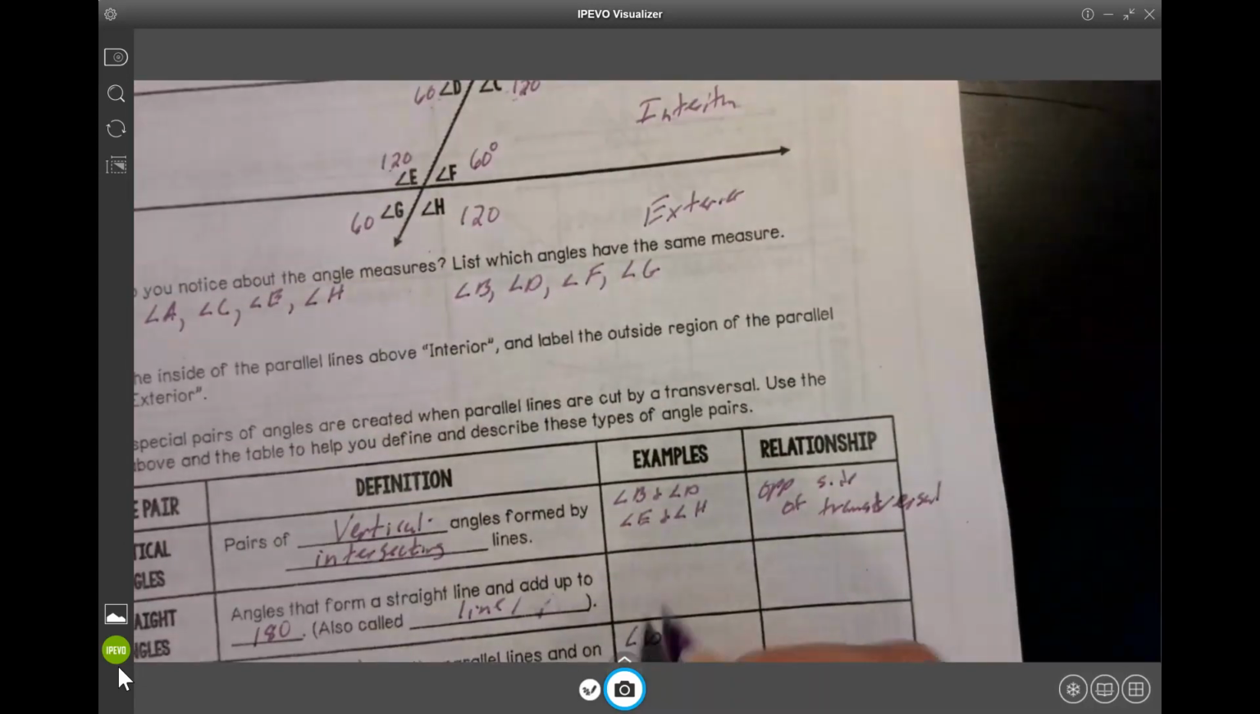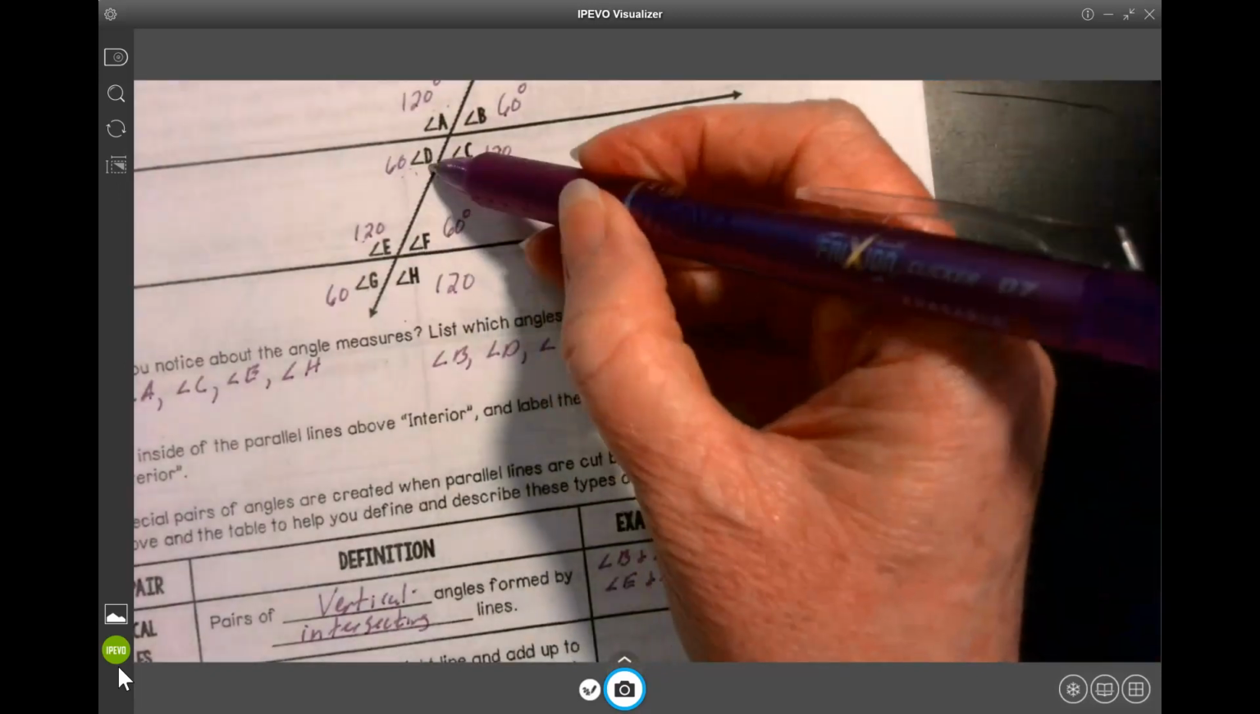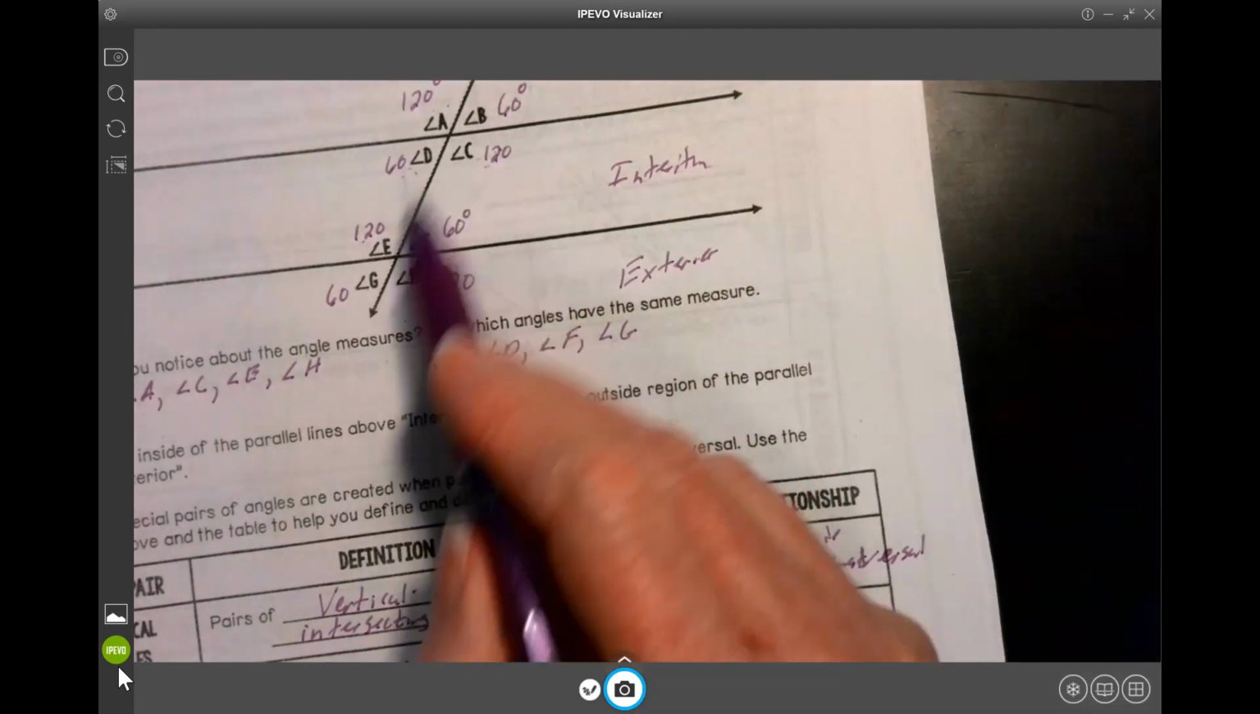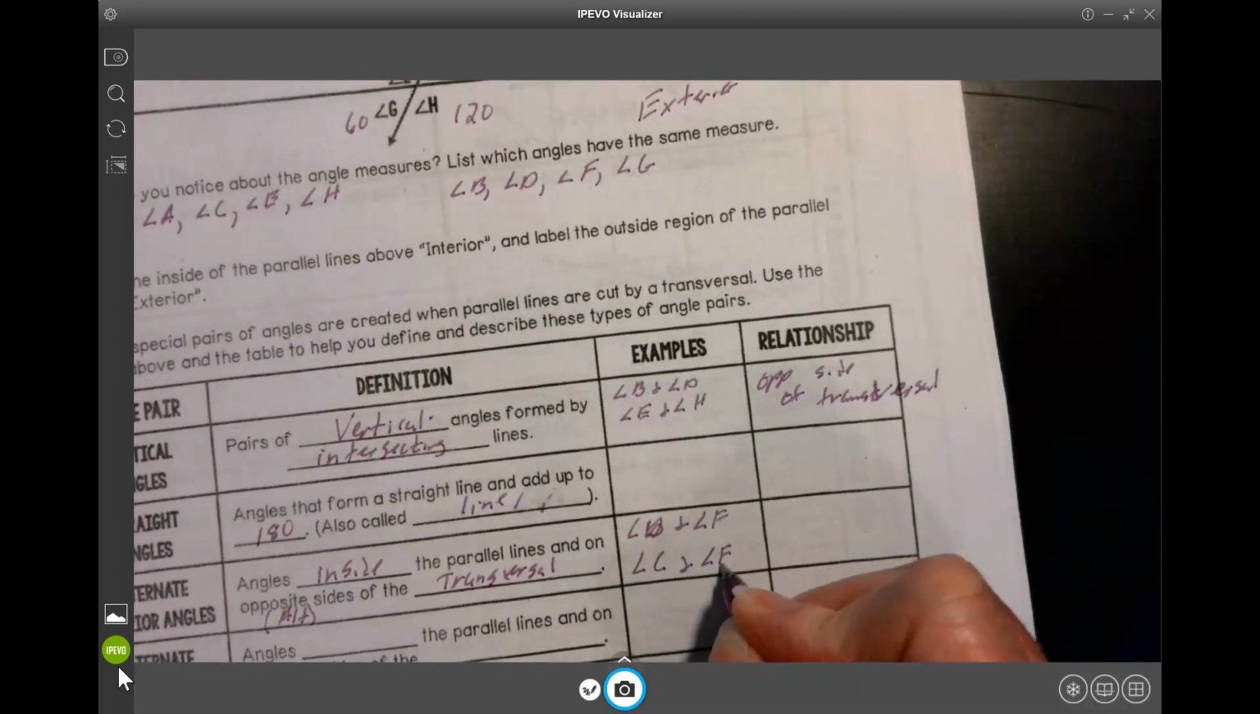So angle D and angle F. Angle D and angle F. Those are alternate interior angles, okay? The other pair is angle C and angle E. Those are alternate interior.